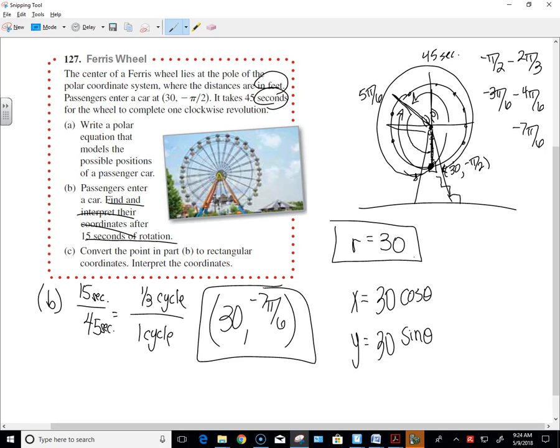Then part C says, convert the point in part B to rectangular coordinates. What if, to get to the poor little person, you wouldn't just rotate and then go out along? What if they need to actually go over a certain amount and set up a ladder to go straight up a certain amount? How would they get there?